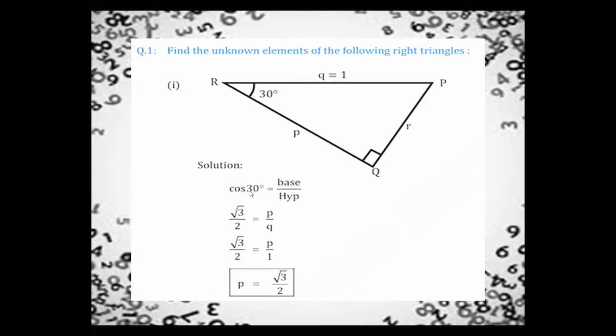So now cos theta is base upon hypotenuse. The value of cos 30, as we have shared in the previous slide, is under root 3 upon 2, equal to base means p, hypotenuse is q, p upon q. The value of q is given in the question, that is 1. Now cross multiply, so you will get p is equal to under root 3 upon 2.